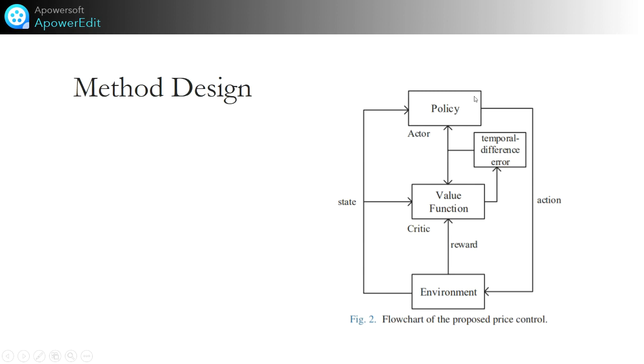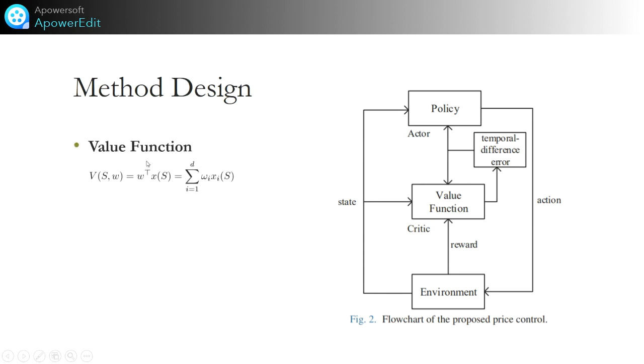This error will be used by the actor to determine the policy. The policy is going to help the agent determine what action to take according to its state, to minimize the difference between the expected value function and the current value function, and to increase the reward.